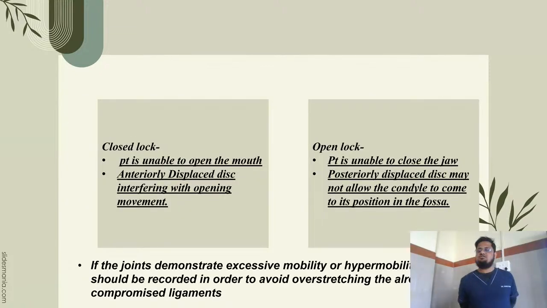There are two situations called closed lock and open lock. In closed lock, the patient is unable to open the mouth due to the anteriorly displaced disc interfering with opening movements. In open lock, the patient is unable to close the jaw, as the posteriorly displaced disc may not allow the condyle to come to its original position in the fossa. If the joints demonstrate excessive mobility or hypermobility, it should be recorded in order to avoid overstretching of the muscles that already have compromised ligaments.